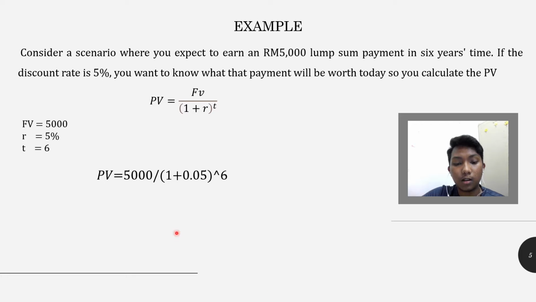So then 1 plus 0.05 will be equal to 1.05 power 6, and 5,000 will be divided by it, and then we will get 3,731.07, which is the answer, RM 3,731 ringgit.